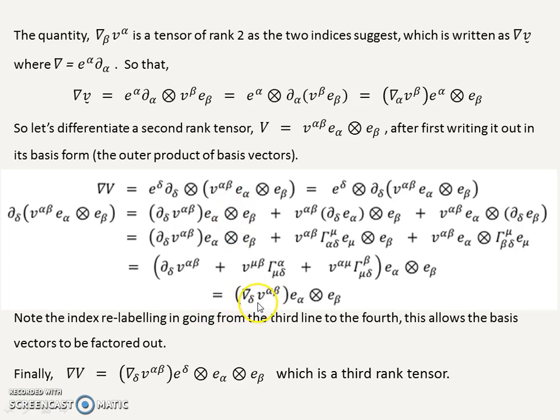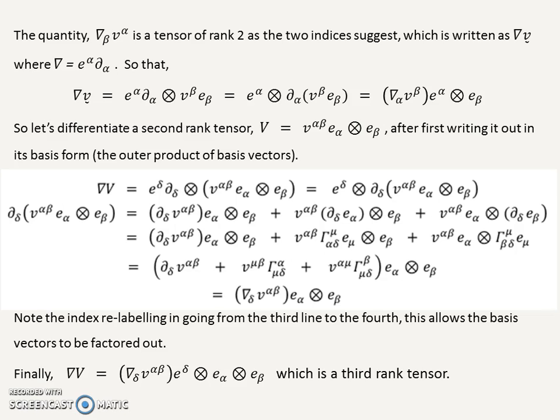All right, this can be written as delta V alpha beta expanded in the basis E alpha E beta. Very important, notice the index there. So finally this is now a third rank tensor. You can see 1, 2, 3 basis vectors. These three basis vectors, the outer product of them, forms its own basis, a third rank tensor, expanded in the basis.